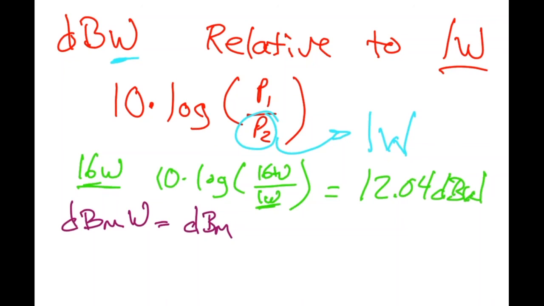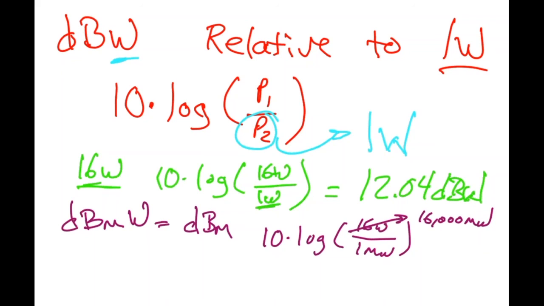So in this case, if you had 16 watts and you wanted to represent it in dBm, it'd just be 10 times log of 16 watts over 1 milliwatt. Now you've got to remember to convert your units to make those units match. So instead of 16 watts, we could represent that in milliwatts as 16,000 milliwatts. And if we write that out, now it's 10 log of 16,000. So 10 log of 16,000 is equal to right about 42 dBm.